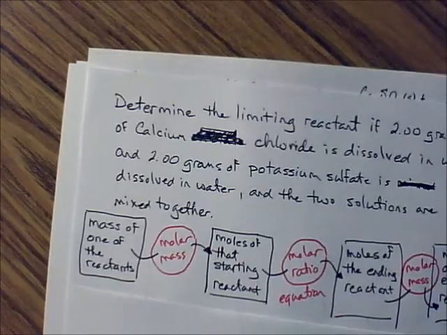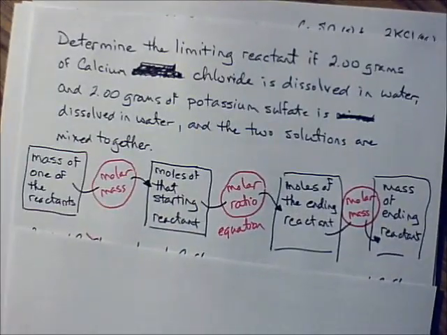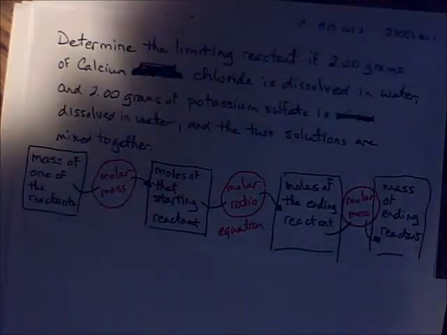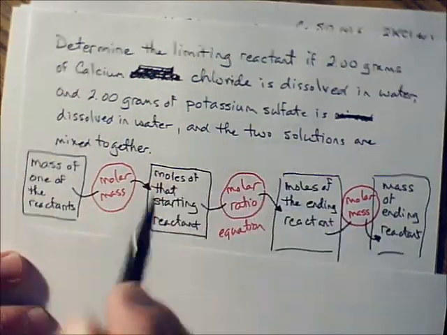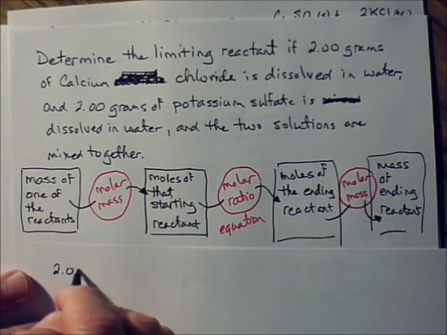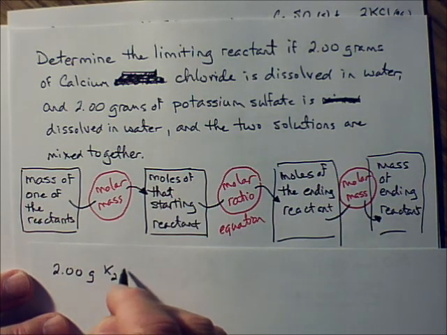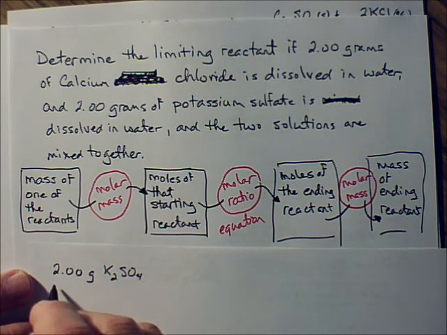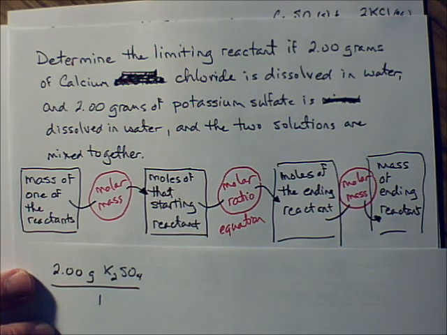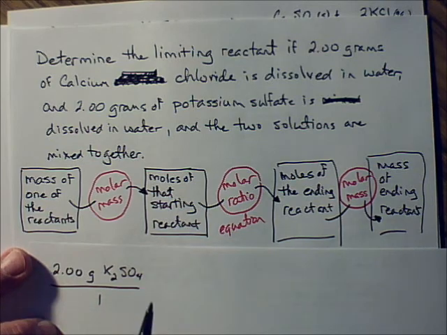All right, so this solution map is still going to work for us. Okay, we're going to use this same solution process. But we're going to start with this given amount of limiting reactant. We're going to start with 2.00 grams of potassium sulfate. So the first thing we need to do is determine the moles of that starting reactant.